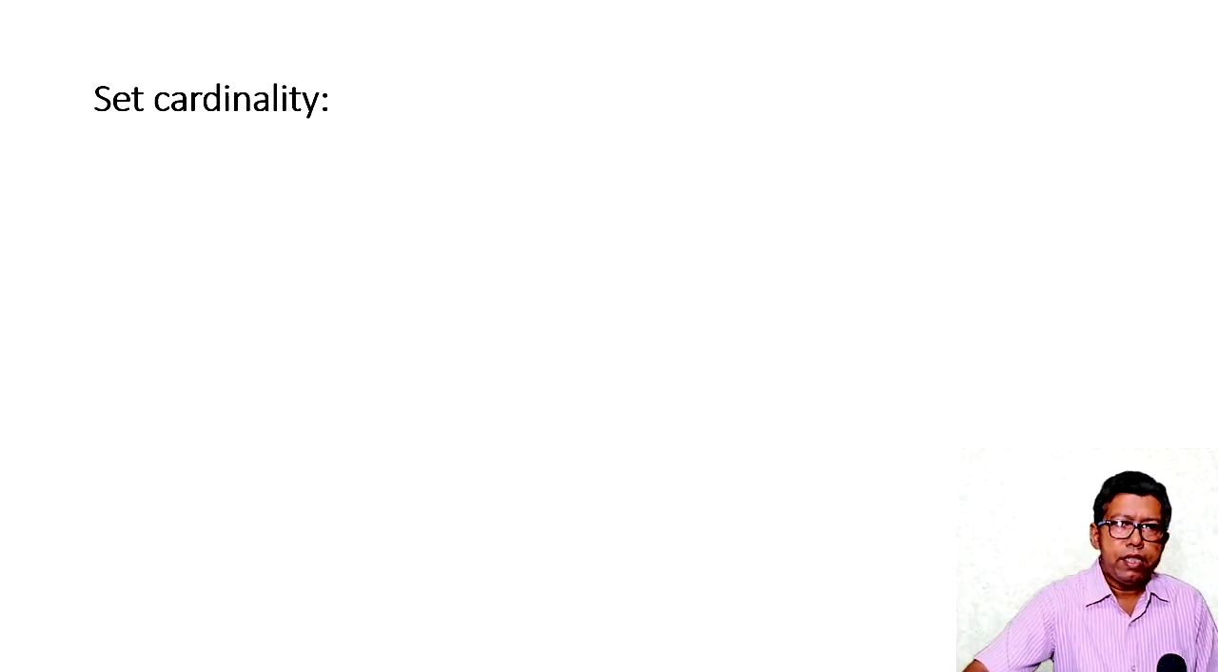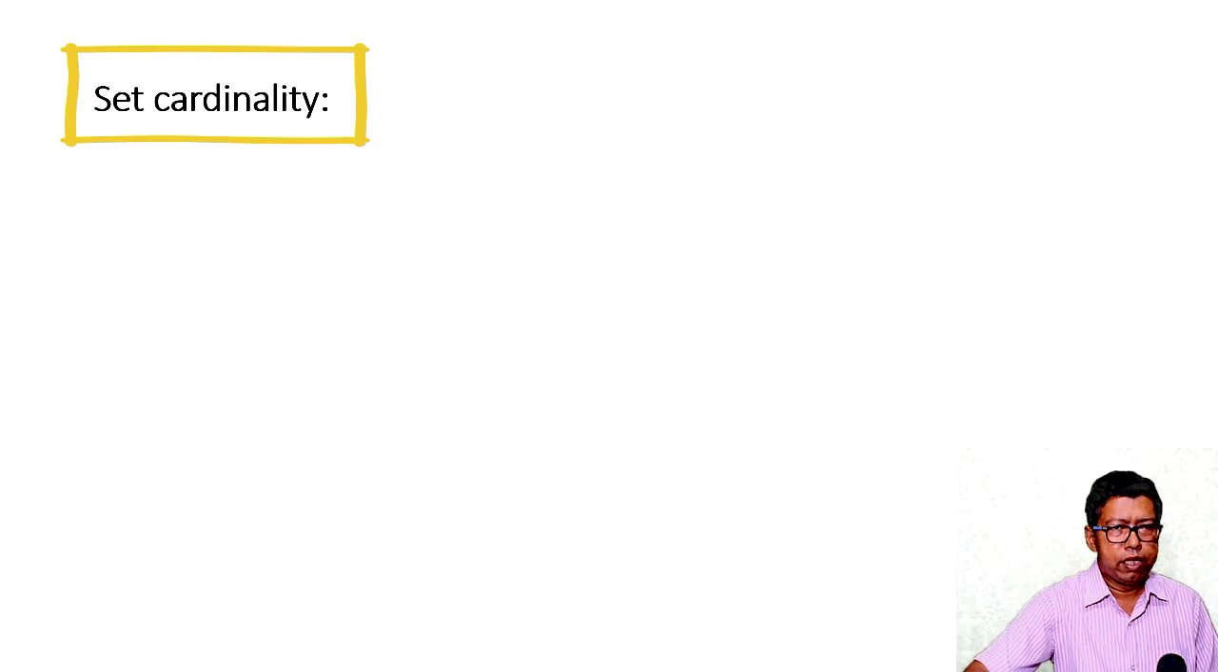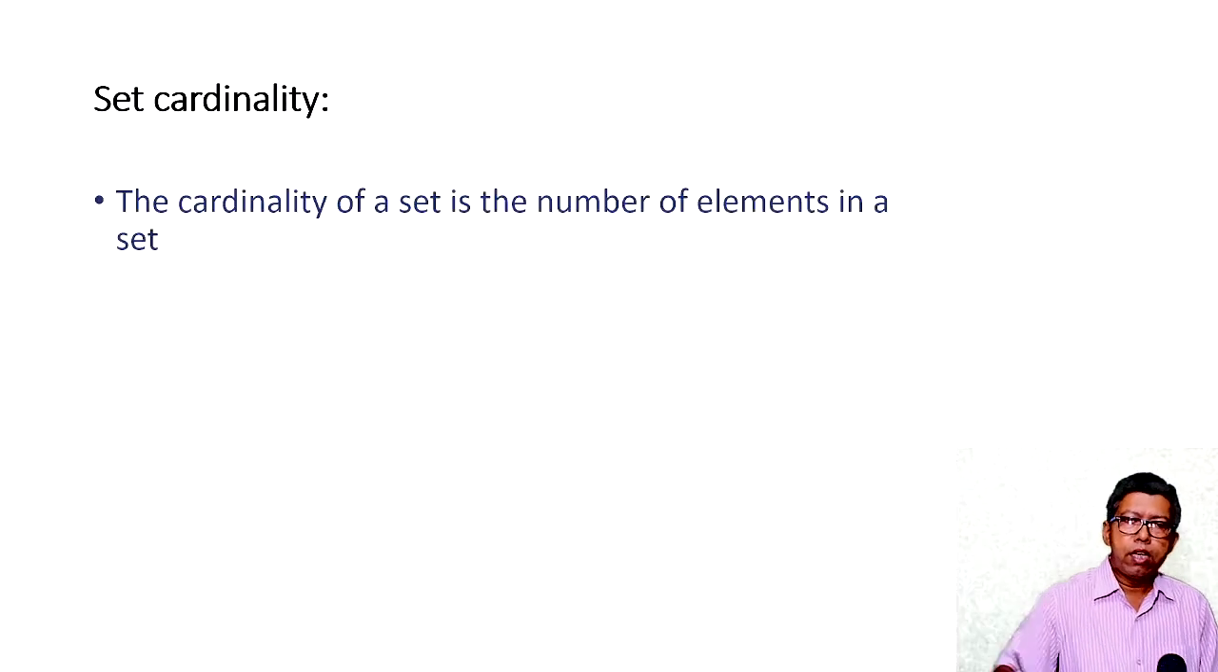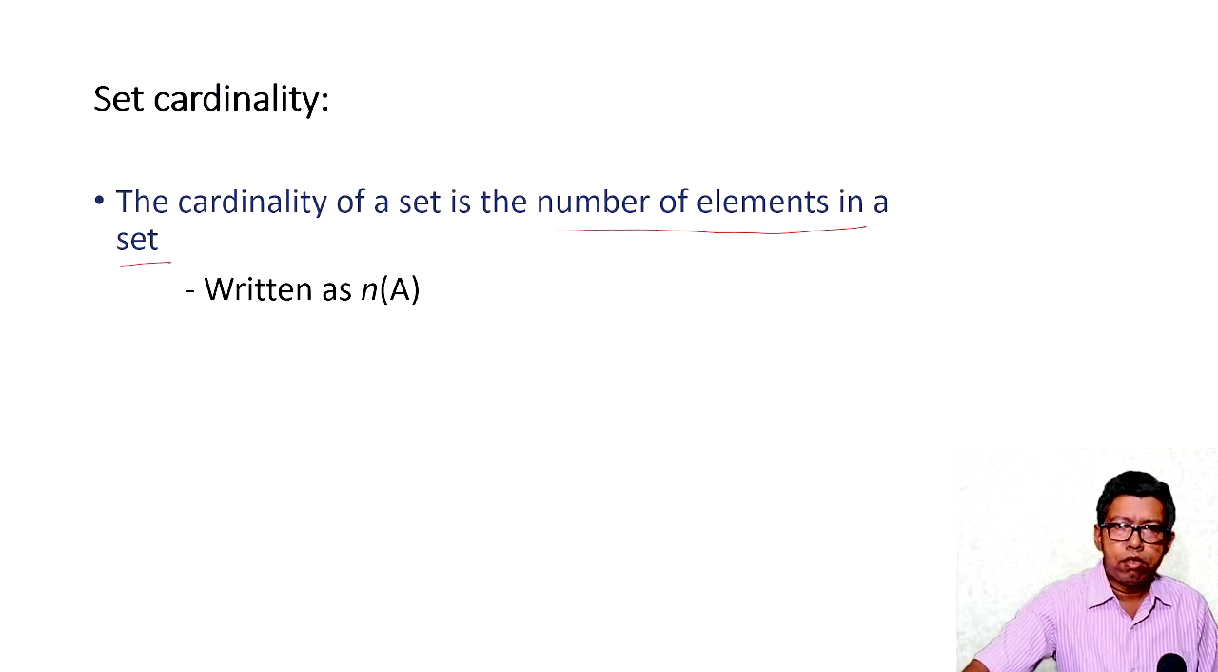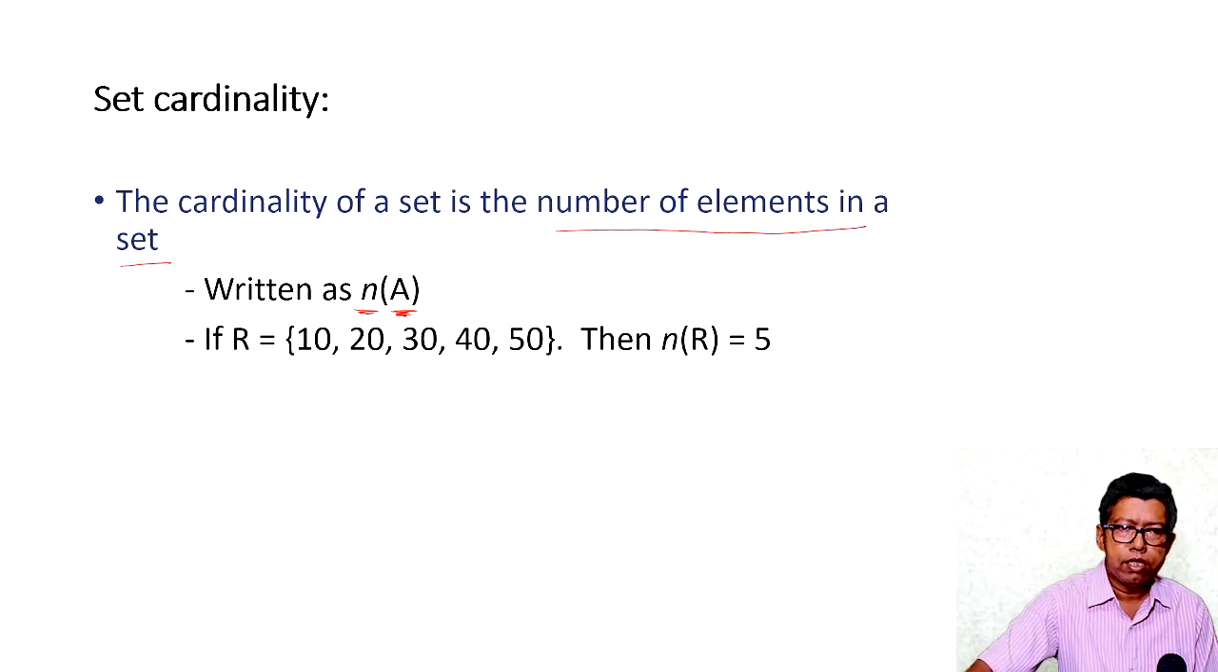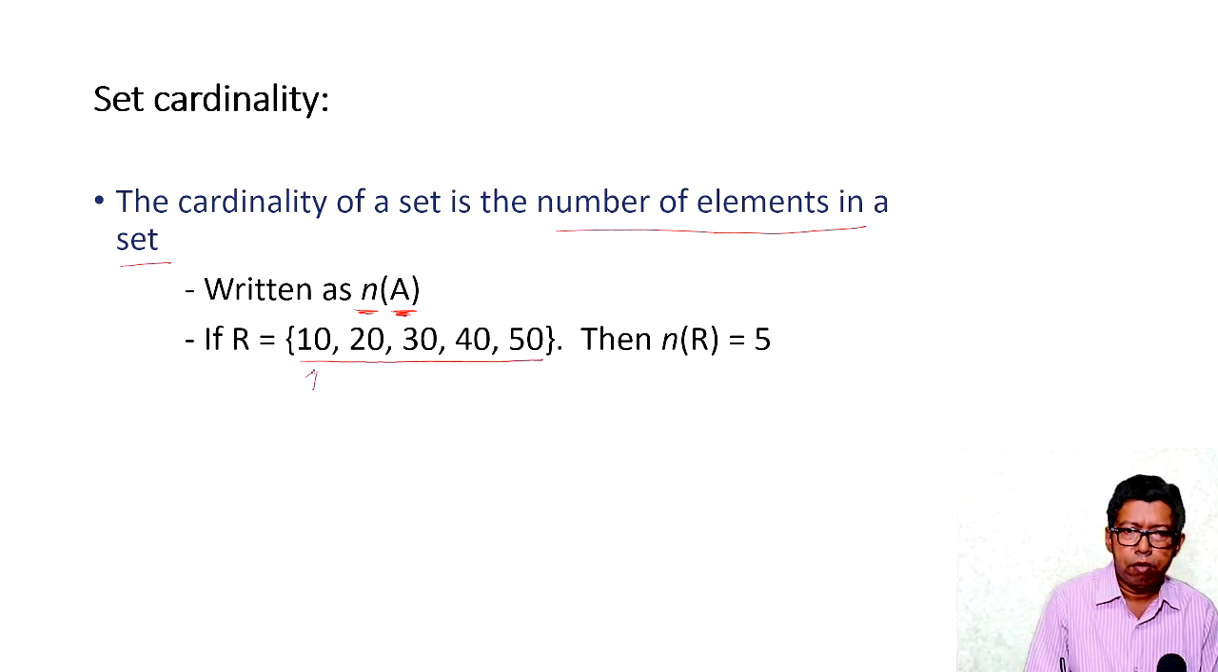Next is set cardinality. As I said earlier, what is actually the cardinal number of a set? The cardinality of a set is the number of elements in the set. Consider the notation n(A). A is the set, and n(A) means the cardinal number of this set A. Consider this example: if R is equal to the set {10, 20, 30, 40, 50}, first of all you count: this is number 1, number 2, third element, fourth element, fifth element. So the cardinal number of the set R is equal to 5.